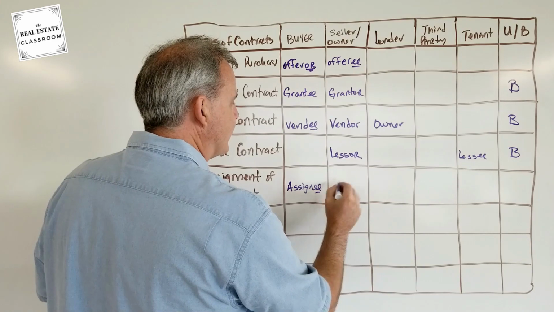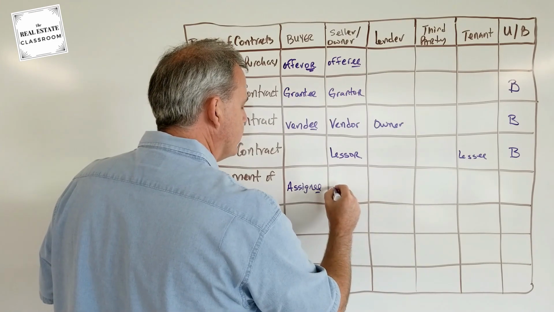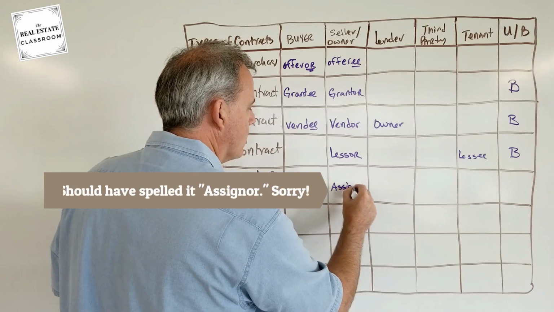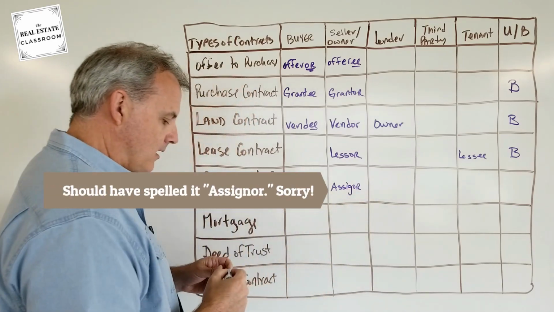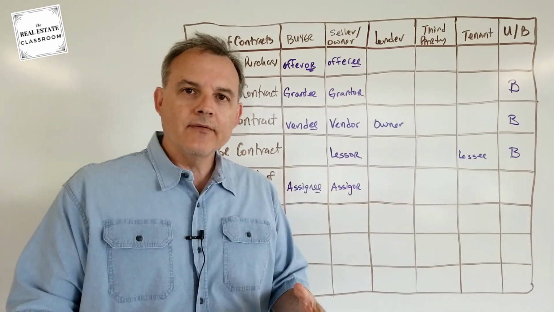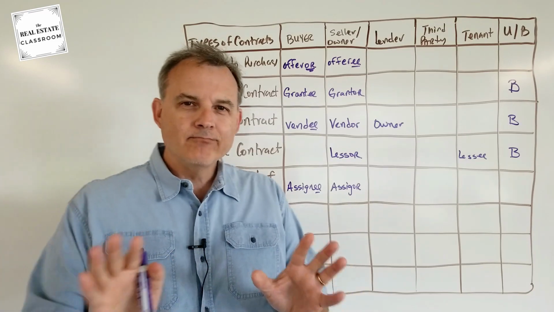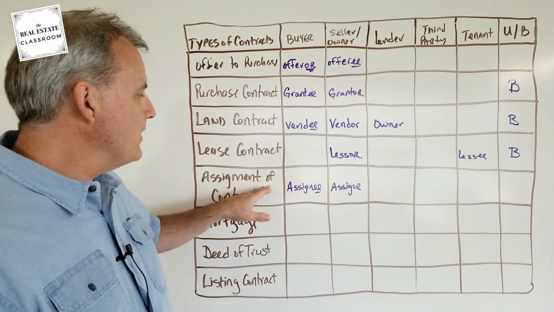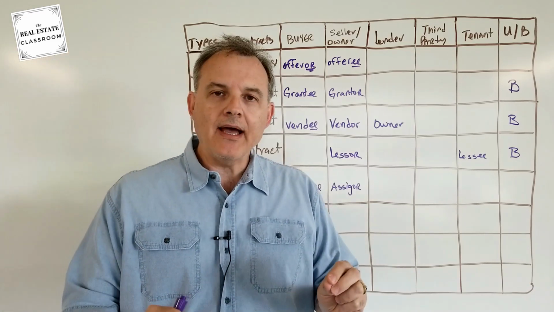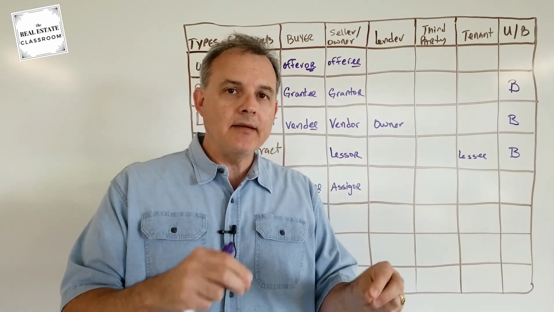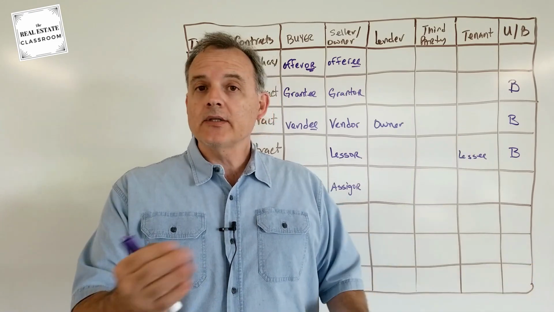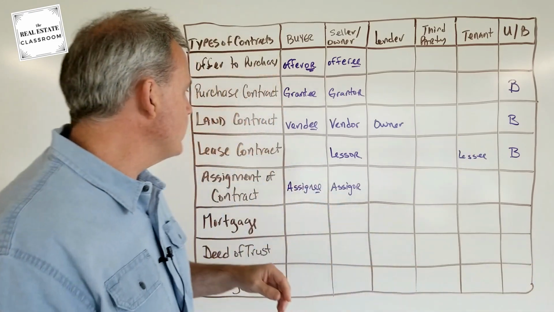And the seller or giver of the contract is the assignor, with O-R. Now, this is for a different video as well, but I'm going to briefly describe how this works. Anytime we have an assignment of contract, that means there's already some type of contract in place that's being assigned. Let's still look at a lease agreement, for example.